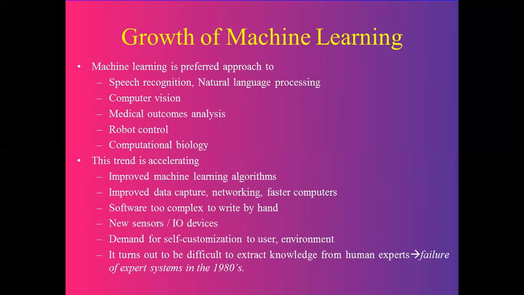This trend is accelerating. Why? Because of improved machine learning algorithms, improved data capture, networking, faster computers, and software too complex to write by hand. There are also new sensors, new IO devices, demand for self customization to the user, and environmental changes. It is also difficult to extract knowledge from human experts. That's why we use machine learning to extract knowledge from those things.